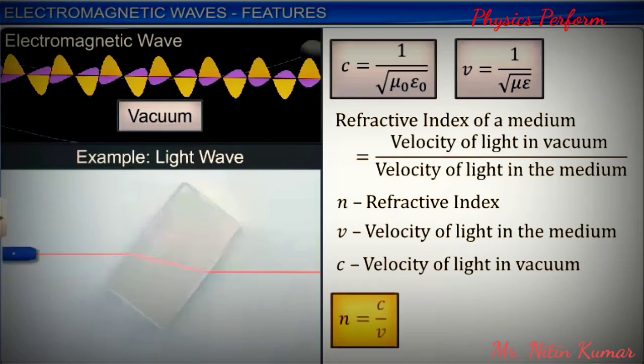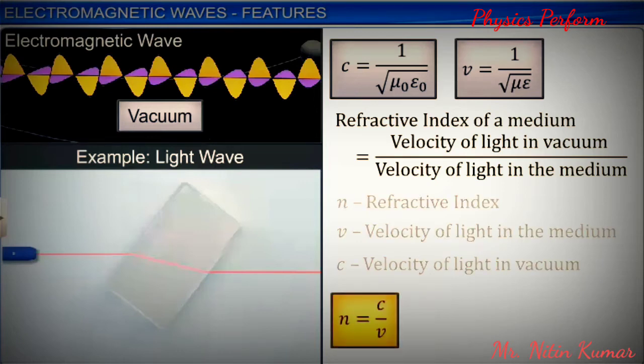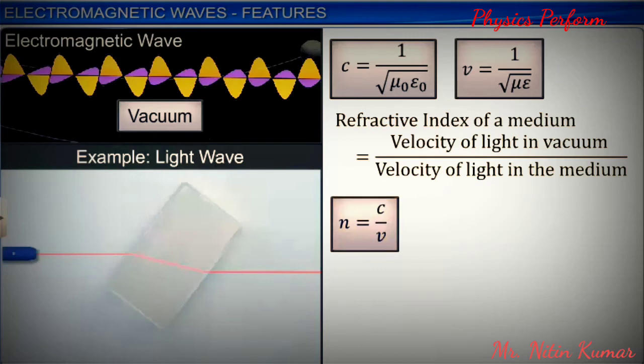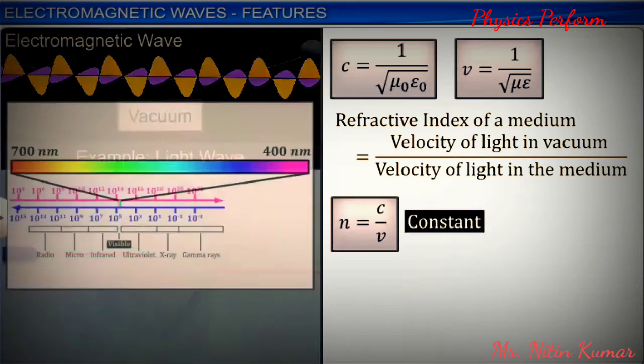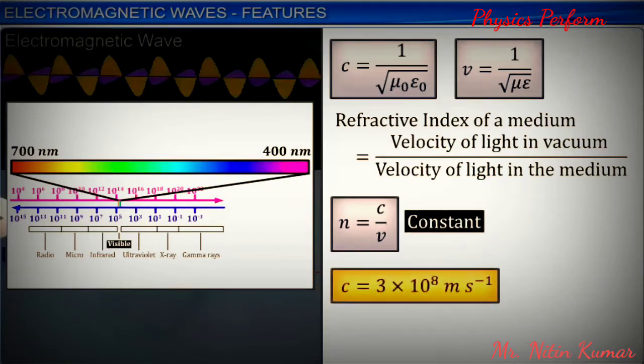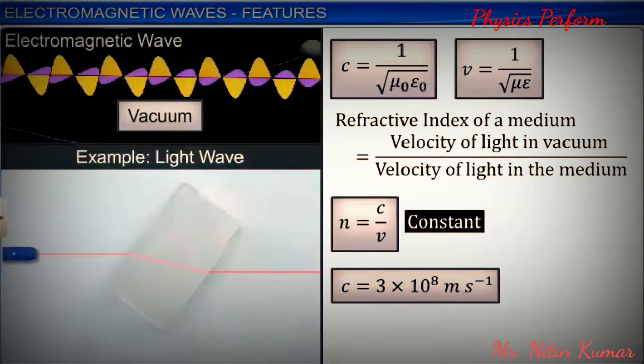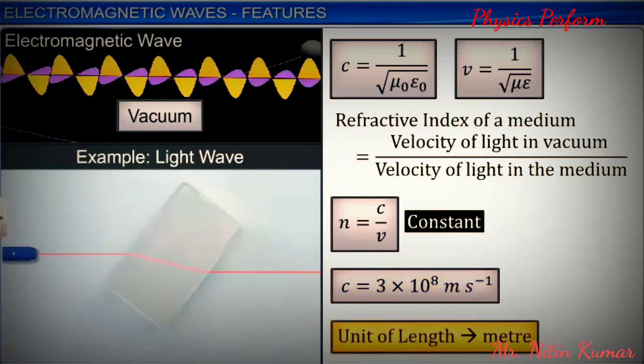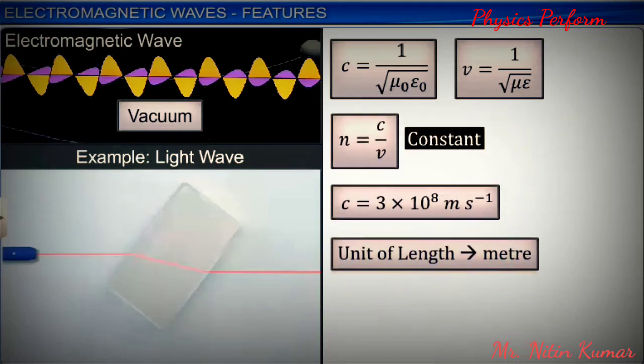In vacuum, the velocity of electromagnetic waves is a constant. Even for electromagnetic waves of different wavelengths, the velocity is the same. Its value is 3 into 10 power 8 meter per second. Since the velocity of light is a constant, it is used to define the standard unit of length, that is meter. 1 meter is defined as the distance travelled by light in vacuum in a time interval of 1 by c seconds, where c is the velocity of light in vacuum.